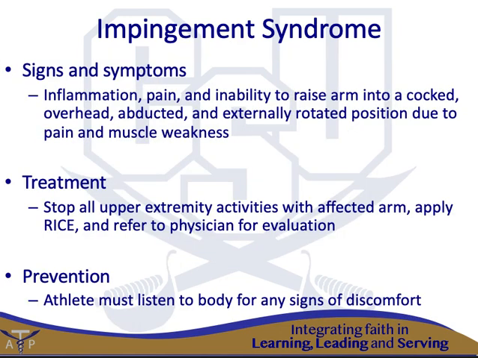Signs and symptoms include inflammation, pain, inability to raise the arm into a cocked position or overhead position, abducted and externally rotated position, because this pain is too great and there's muscle weakness that occurs. We want to make sure that we stop all upper extremity activities, all throwing motions with the affected arm, apply our RICE principle, and refer to a physician for evaluation.